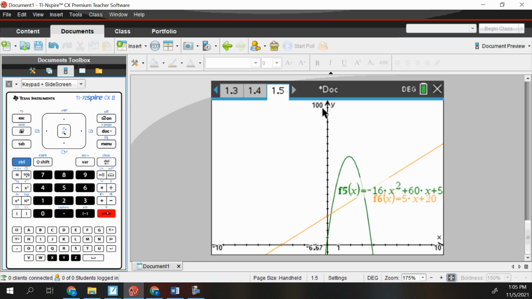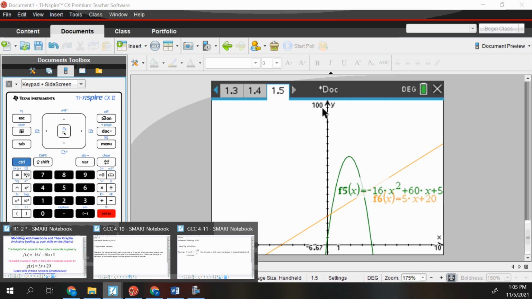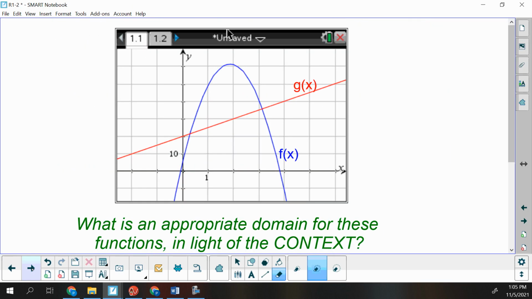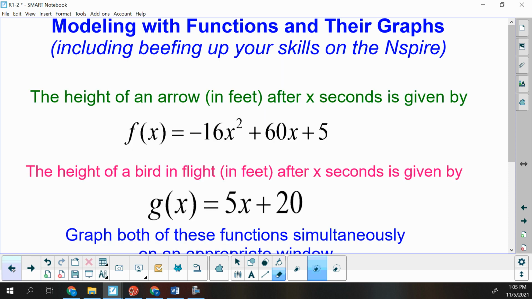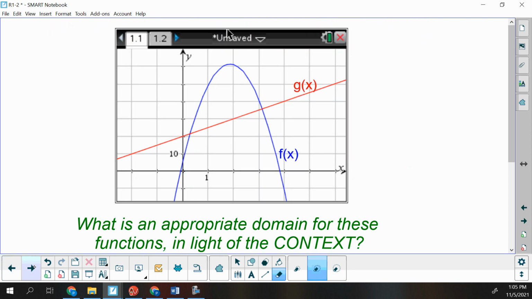So if we move over to page 11 now, while having that on our graph, we want to know what's an appropriate domain for this function. Well, x is representing time in seconds after the arrow's been shot, and the y's are the height of the bird and the arrow. Well, time can't be negative, so for our domain, we would just want to have x is greater than or equal to 0.